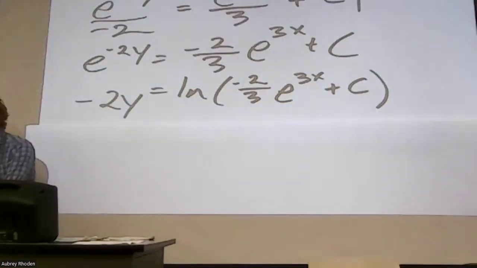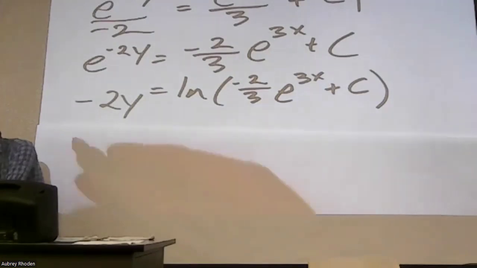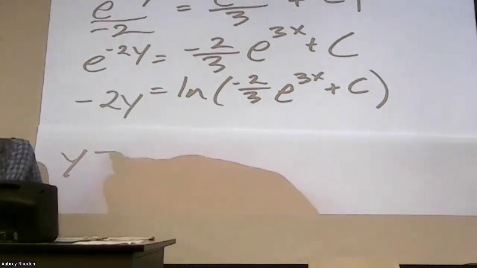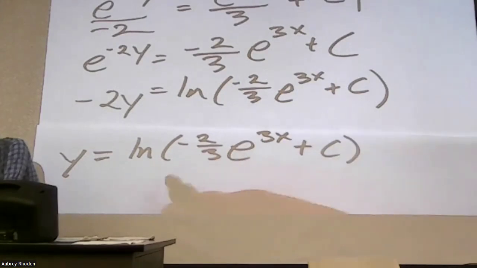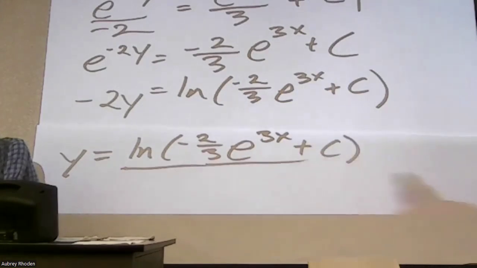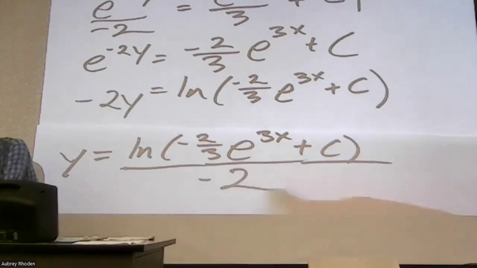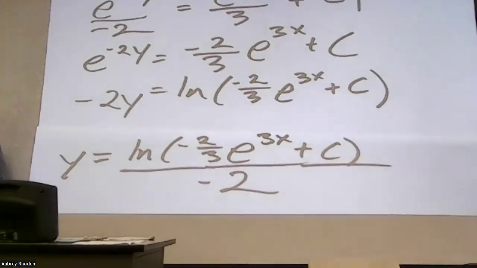Okay. So the final solution to the problem is going to be that y is going to equal the natural log of negative 2 divided by 3 e to the 3x plus c, and now divided by negative 2. And that will be the explicit solution of our problem.